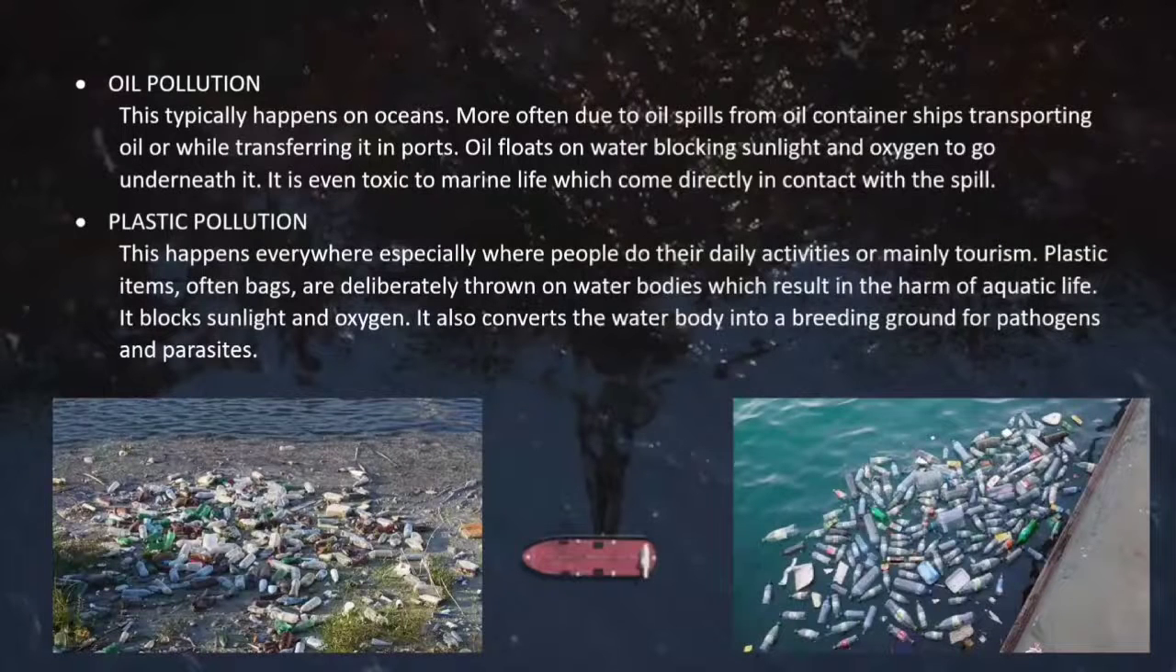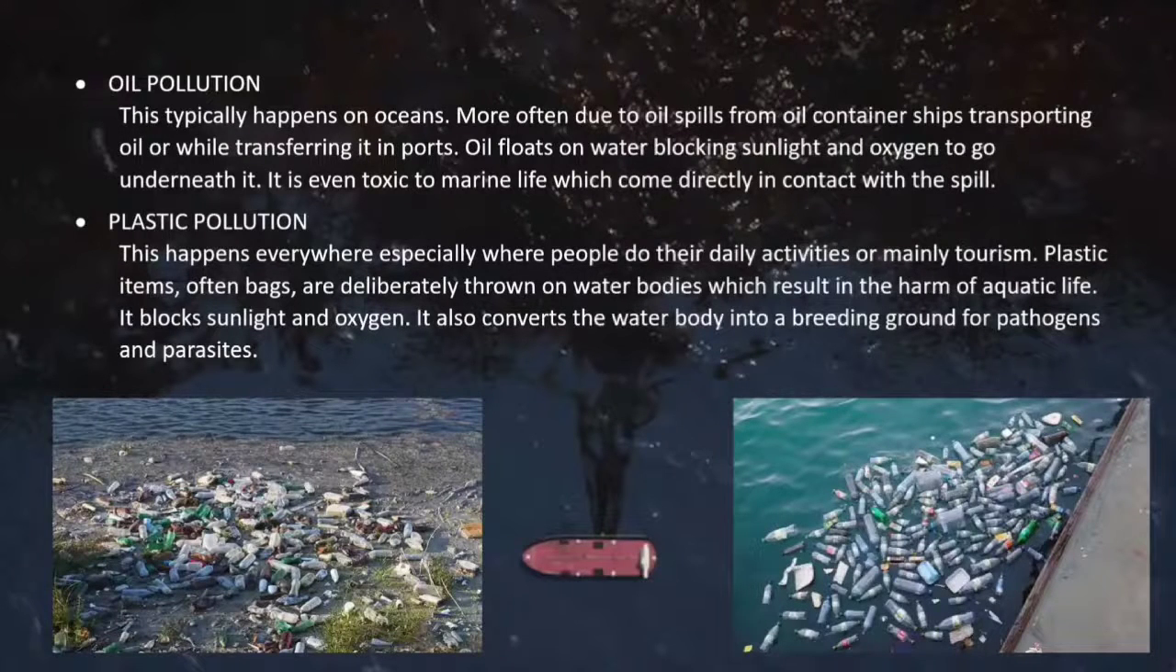Oil pollution. This typically happens on oceans, more often due to oil spills from oil container ships transporting oil or while transferring it in ports. Oil floats on water, blocking sunlight and oxygen from going underneath it. It is even toxic to marine life which comes directly in contact with the oil.